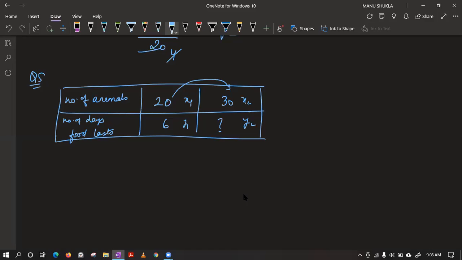First, we have to tell whether this is a direct relation or an inverse proportion. Obviously, if you increase the number of animals, the food consumption will increase, and if the food consumption increases, the number of days the food lasts will decrease. That is the obvious relation. So we will go for the same formula, x1 y1 equals x2 y2. What will be the answer? What will happen to the number of days?